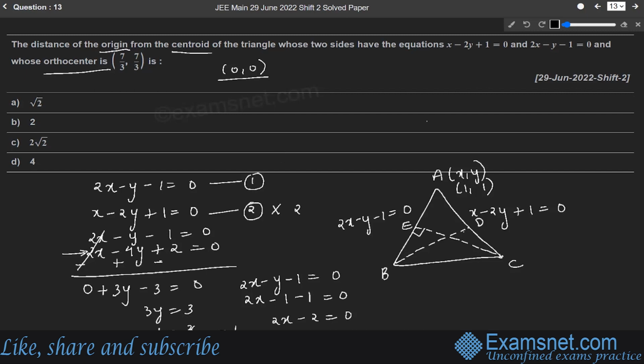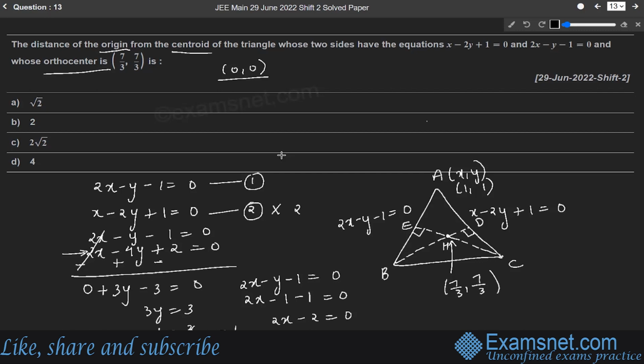So it will be 90 degree, right? And what is the intersection point of both these altitudes? This is the intersection point, right? It means that this is the orthocenter, right? Let us name it as H. And what are the coordinates of orthocenter? The coordinates for orthocenter are 7 by 3 and 7 by 3, right?